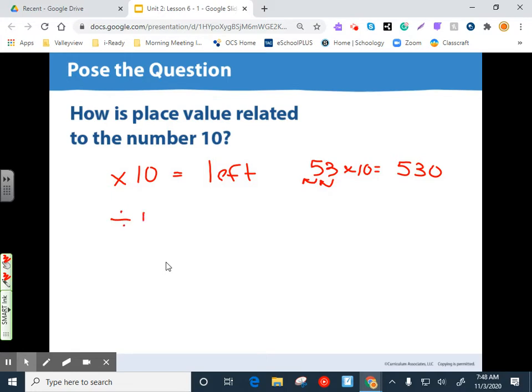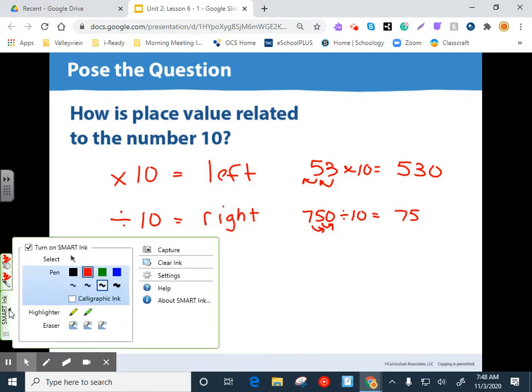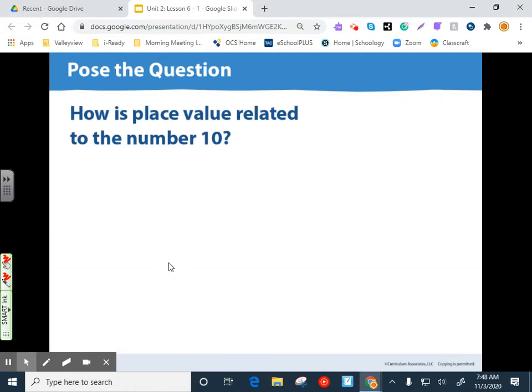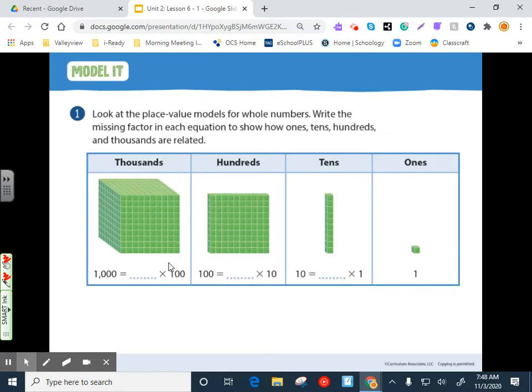If you divide by the number 10, you're moving your numbers to the right. So let's pick a different number. Let's do 750 divided by 10. Since we're moving each of these digits one to the right, that would give us an answer of 75. That 0 would disappear because then it wouldn't be needed anymore. So as you can see, multiplying by 10 moves to the left, dividing by 10 moves to the right. And that'll be really helpful for your homework tonight, just to remember that basic idea.